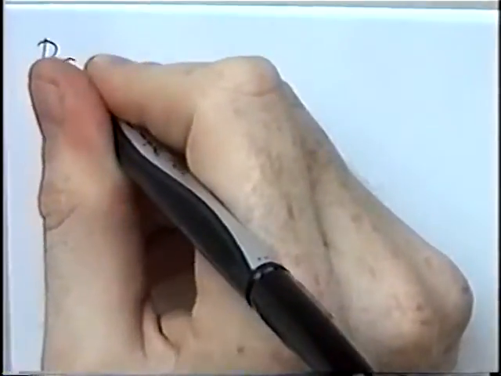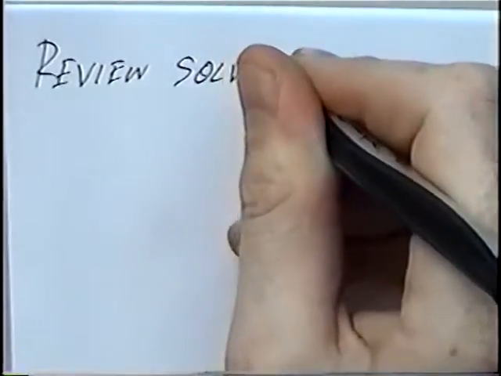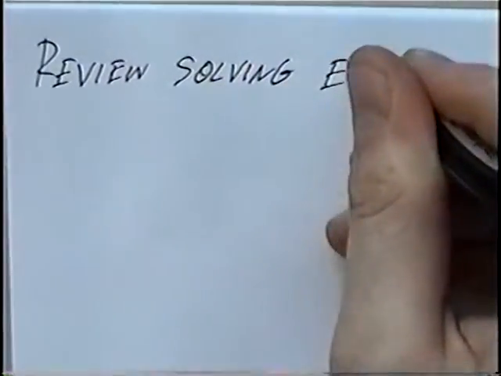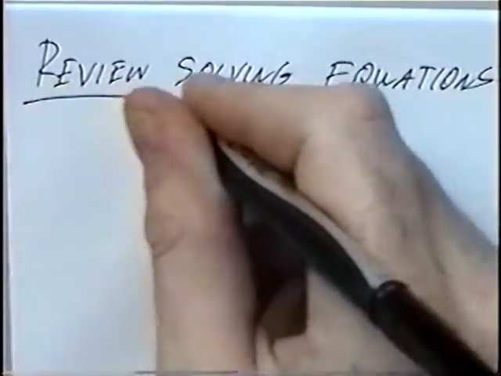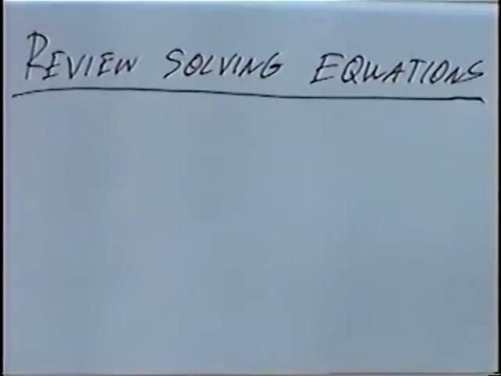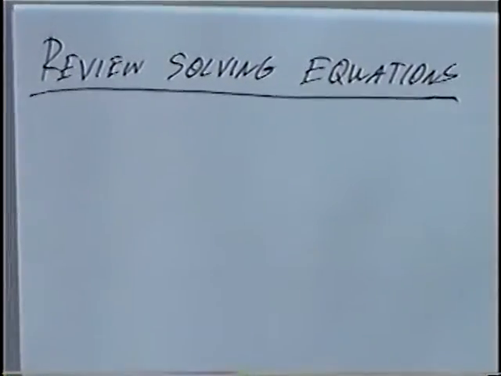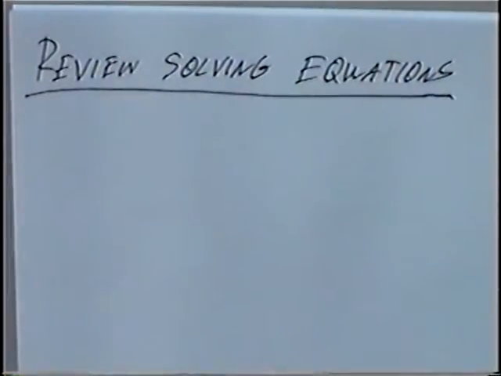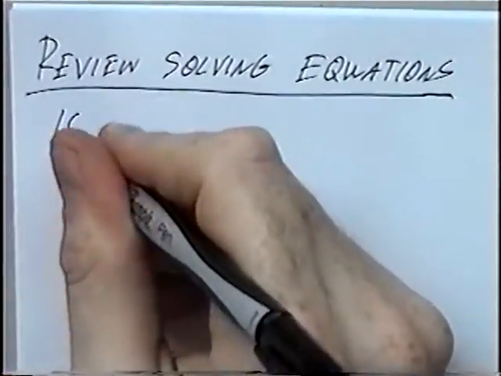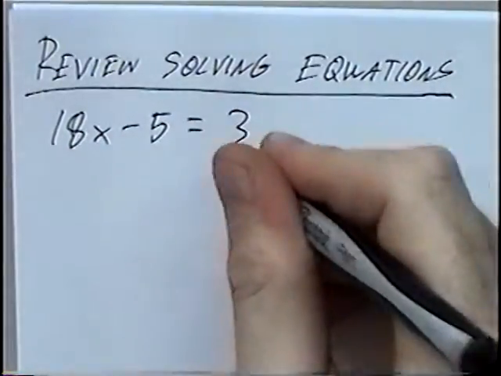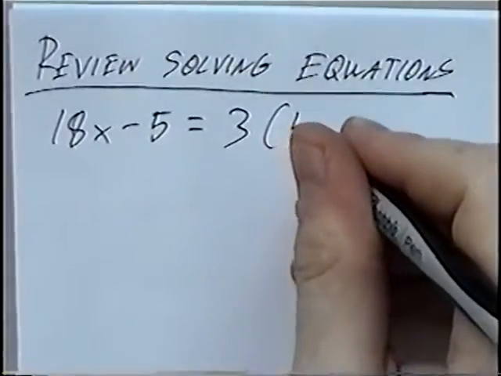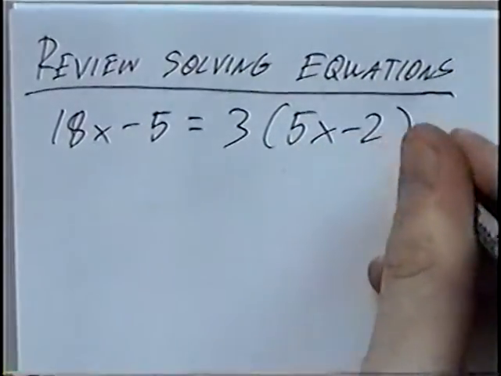Title of the first section today is Review Solving Equations. First equation, 18x minus 5 equals 3 in parentheses 5x minus 2.